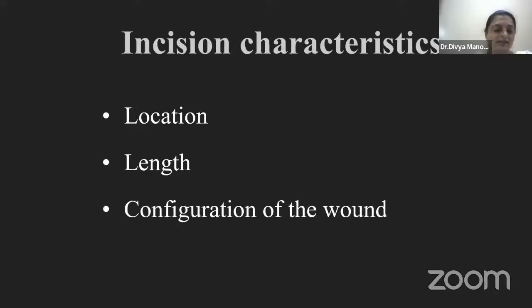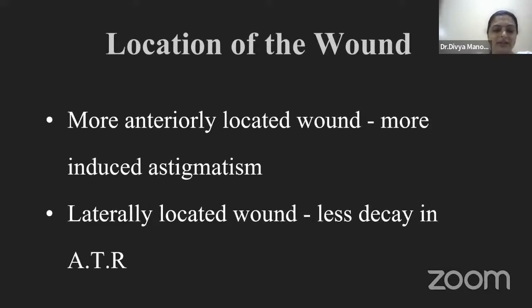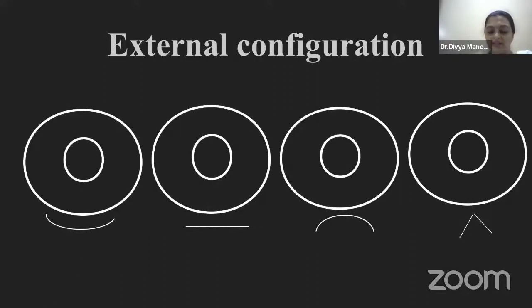Regarding incision characteristics, we need to decide on the location, the length, and how we configure the wound. This is very, very important. As already mentioned, it is good to place the incision at the steeper meridian. When the incision is too close to the limbus, we're going to induce more astigmatism. The wound has an external and an internal configuration. The external configuration, the size of the wound, totally depends on the size of the nucleus we're dealing with. A large nucleus, say a grade 4 to 5 or a black cataract, will definitely need a larger incision.